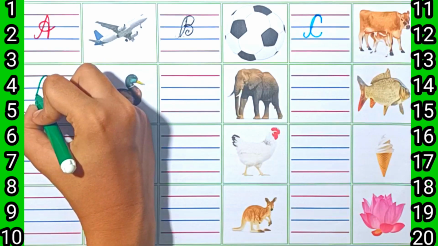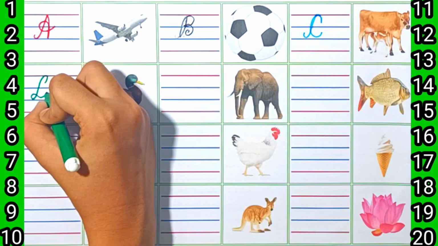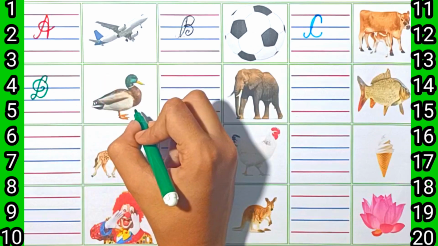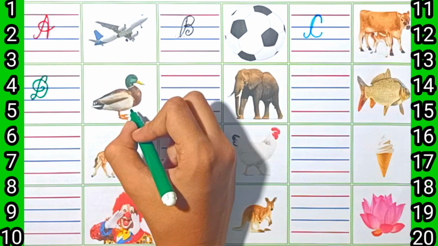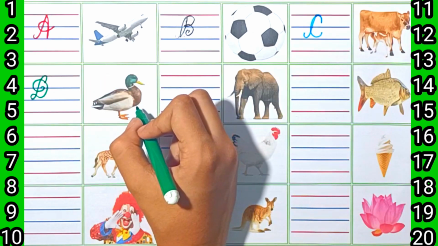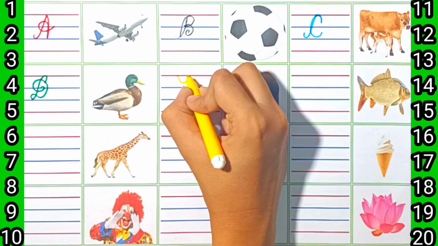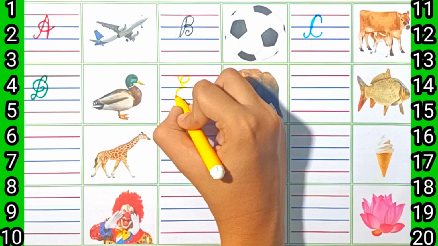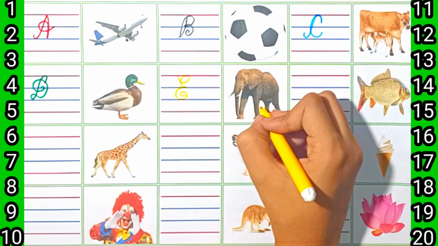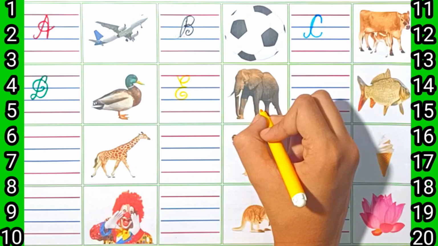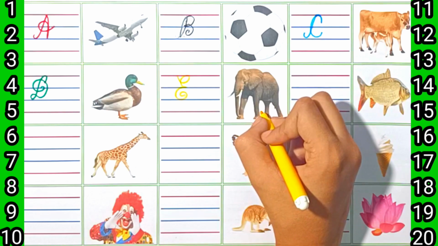D. D for duck. D-U-C-K duck. E. E for elephant. E-L-E-P-H-A-N-T elephant.